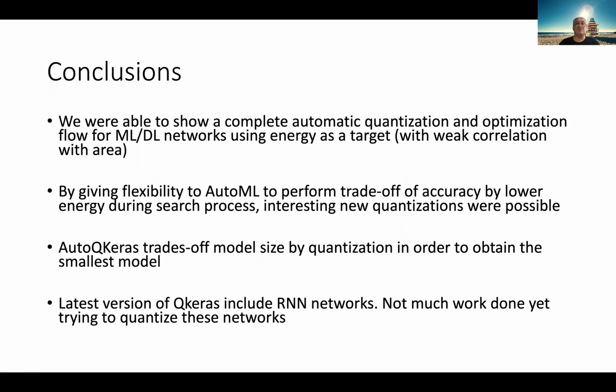So as conclusions, we're able to show a complete automatic quantization and optimization flow that uses AutoML and uses energy as a target, but this energy is also weakly correlated with area. We gave a little flexibility to AutoML to make trade-offs between accuracy and lower energy during model search. And then we got some very interesting quantizations that we did not see before. AutoQKeras trades off model size by quantization in order to obtain the smallest model. And as I mentioned before, the latest version of QKeras includes RNN networks, but we have not seen anyone doing quantizations using RNNs yet.